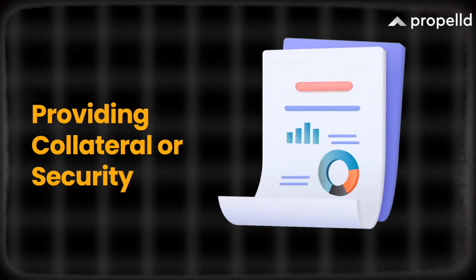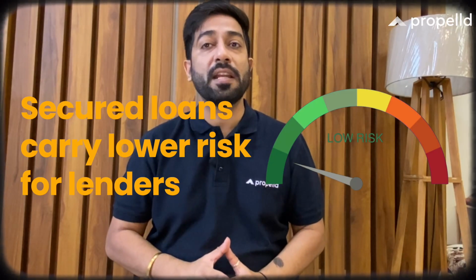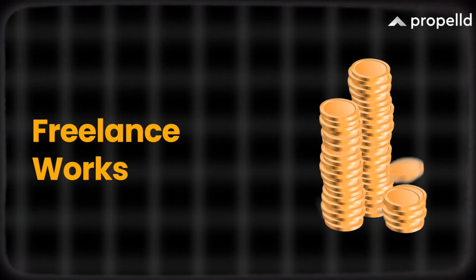Let's talk about the options in case you are not able to meet the minimum family income requirement. As I already told you, some lenders may allow a co-borrower or guarantor with higher income to support your loan application. The co-borrower or guarantor takes joint responsibility for repayment of the loan. Also, providing collateral or security such as property or investments may increase the chances of loan approval. Secured loans carry lower risk for lenders, and they may be more willing to lend even if the borrower's income is below the minimum requirement. Also, if the borrower has alternative sources of income such as rental income or freelance work, these can be considered during the loan application process as well.